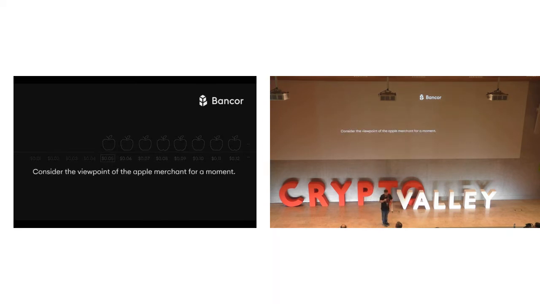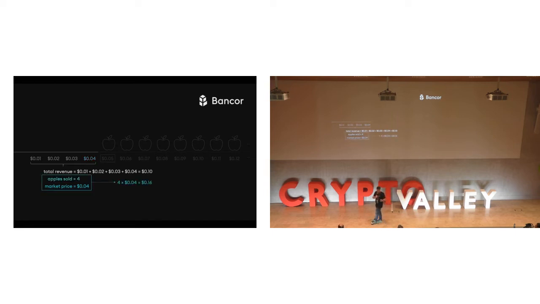But now think about this situation from the viewpoint of the apple merchant, that they've sold these apples and realized some sort of price. We can see that at this point in the simulation, they have sold 4 apples, 1, 2, 3, and 4 cents for a total of 10 cents. But the current market price of apples is now 4 cents. And so if you take the number of apples that they sold and multiply it by the current market price, what you'll find is that they've actually made an apparent loss, right? It's not a real loss, it's a virtual loss.